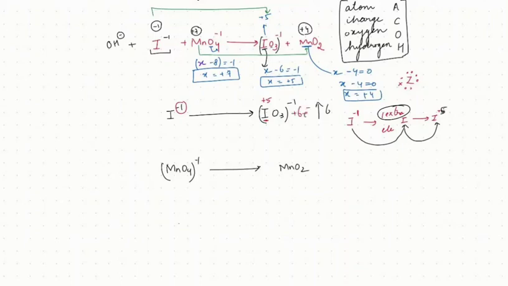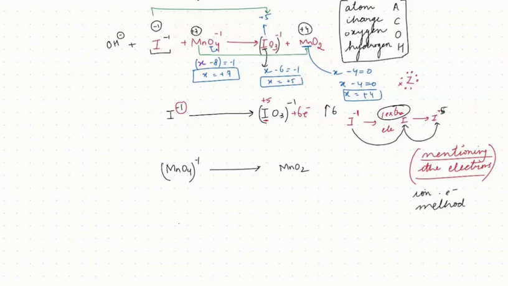Now, if you're mentioning the electrons, then it is 6 electrons, or there is an increase of 6. Got my point? There is an increase of 6. So you write it down. If you're mentioning the electrons, it is the ion electron method, or it is the oxidation number.